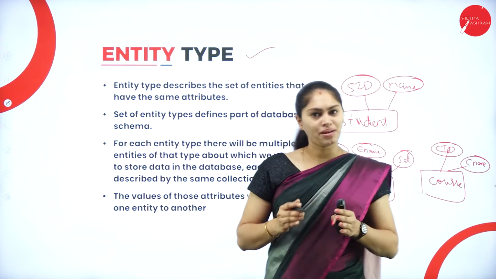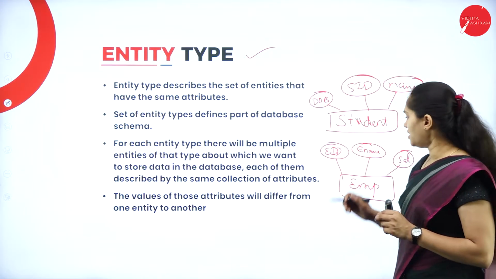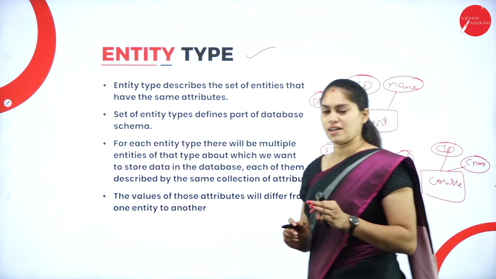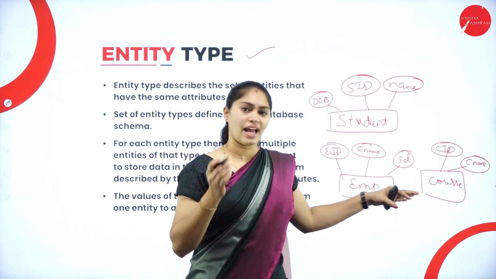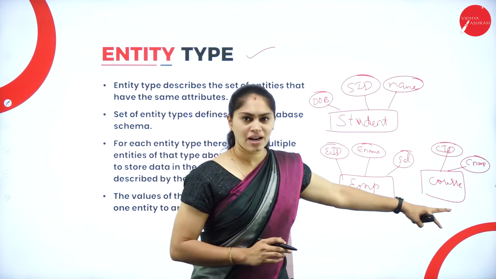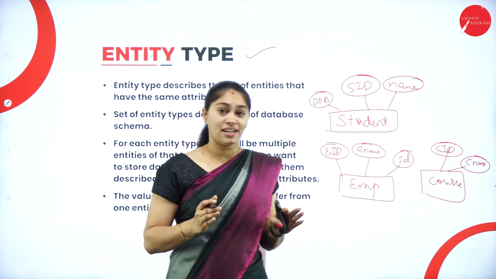Then what do you mean by an entity set here? So here, how many entities do I have? I included 3 entities: one is student, employee, and another one is course. Does every entity contain the same attribute? No, right? That is what we are going to call an entity type.